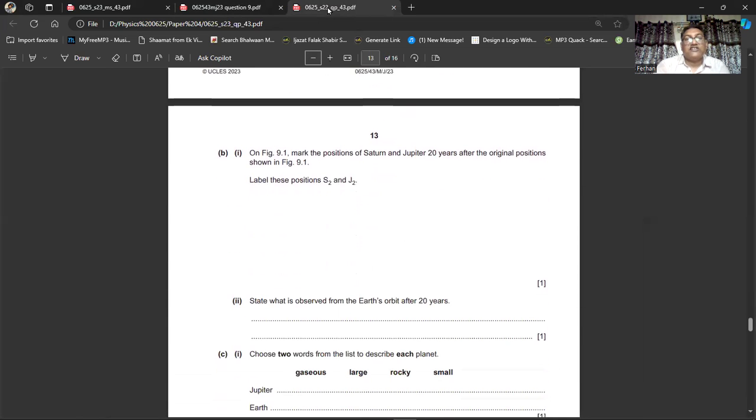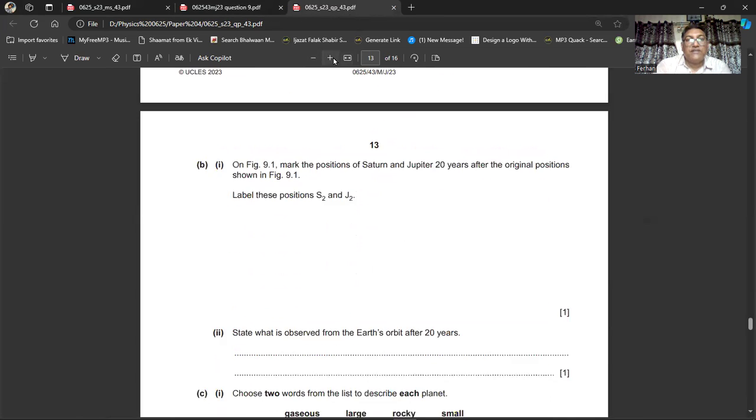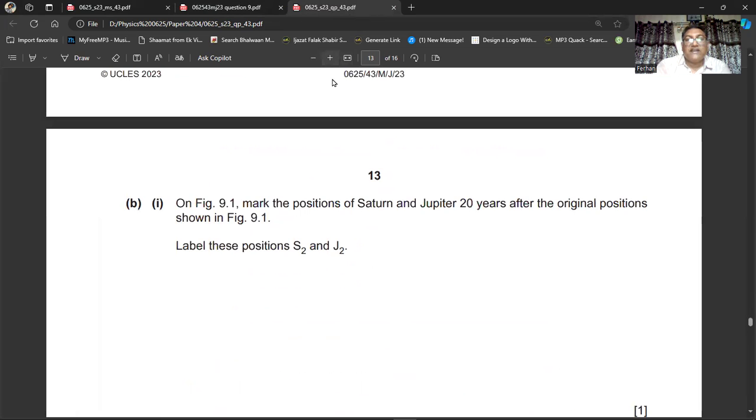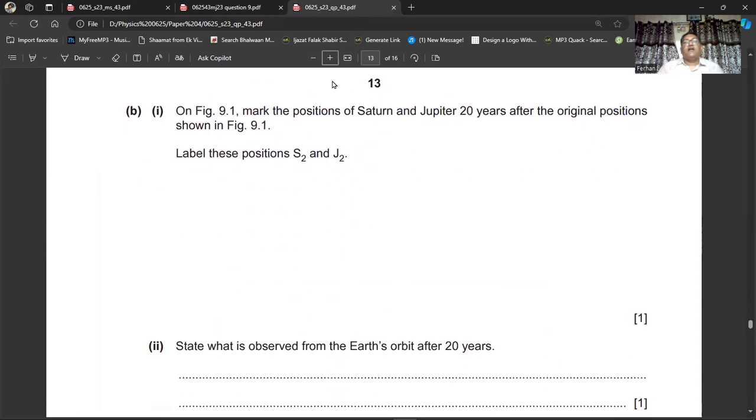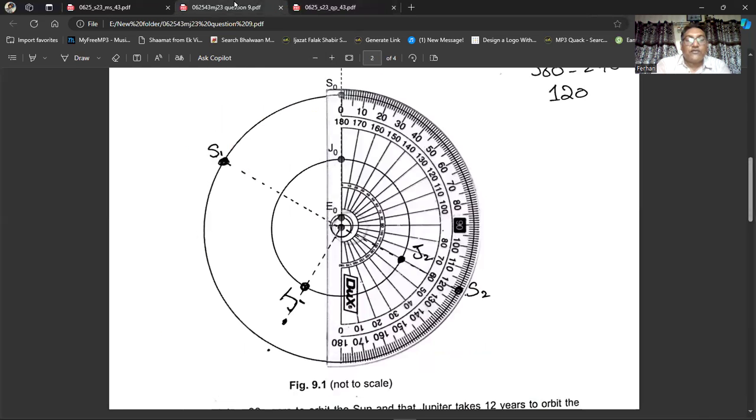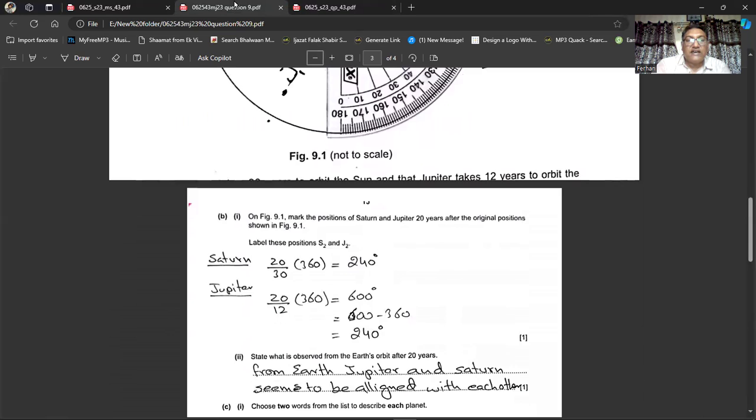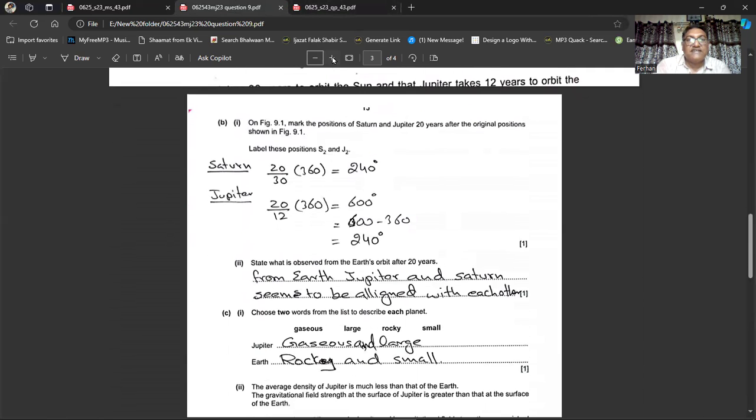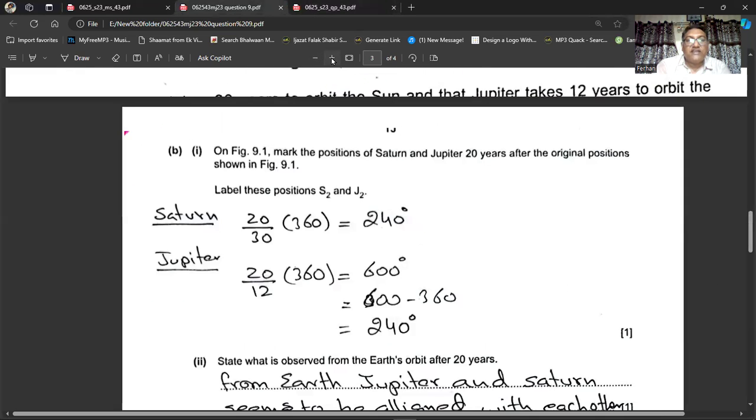In the next part, this is question number 9, part B. It says on the figure 9.1, mark the position of Saturn and Jupiter 20 years after the original positions shown in figure 9.1. So again, I will do the same process. I will calculate the angles. So I'm going to calculate the angles for Saturn and Jupiter. This time the time is 20 years.